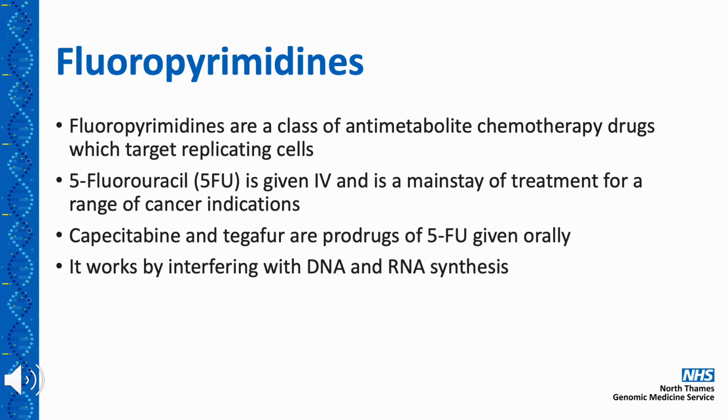5-fluorouracil, or 5-FU, is the fluoropyrimidine given IV and is a mainstay of treatment for a variety of cancer indications, including colorectal, breast, head and neck, pancreatic, and other gastrointestinal malignancies. Capecitabine and tegafur are the oral prodrugs of 5-FU, that is, after they are taken orally, they are converted into 5-FU. As mentioned, all these drugs are antimetabolites and disrupt both DNA and RNA synthesis.